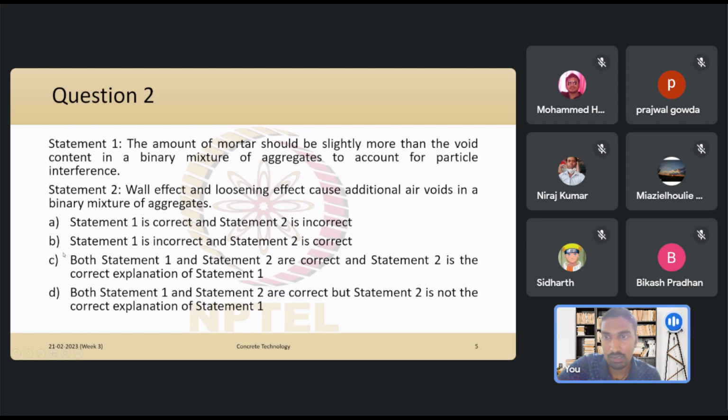So we have four options here. Option A: statement 1 is correct and statement 2 is incorrect. Option B: statement 1 is incorrect and statement 2 is correct. Option C: both the statements are correct, and statement 2 is also the correct explanation for statement 1. Option D: both are correct, but the second statement is not the correct explanation of statement 1. You can just take a moment to think about the two statements and pick one of the four options.